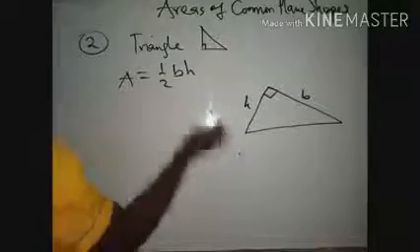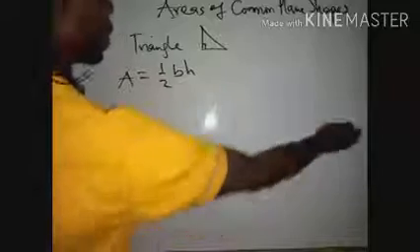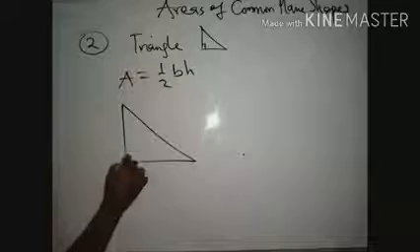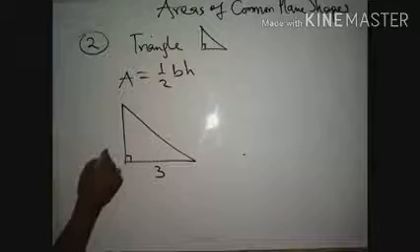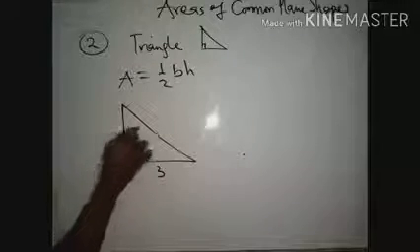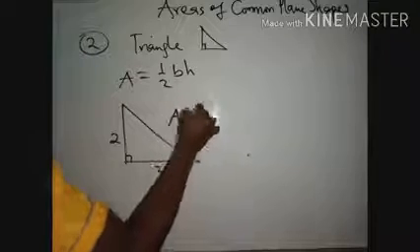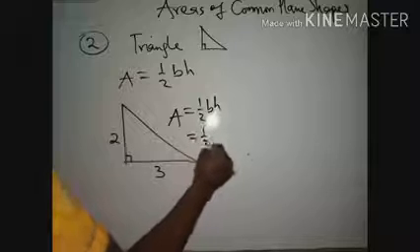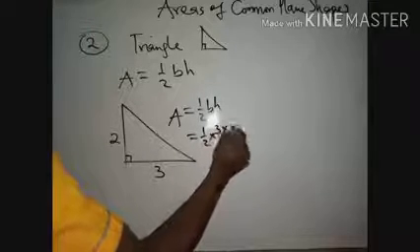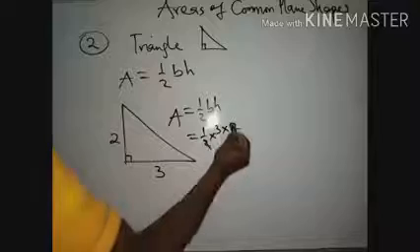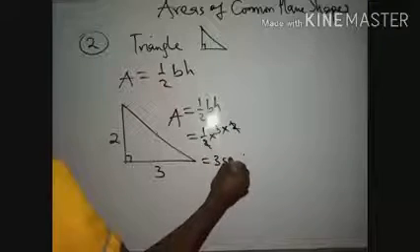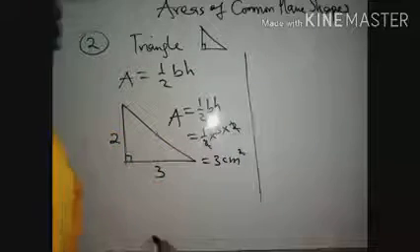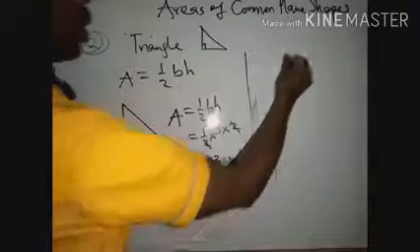Now, sometimes they will draw the diagram in this format. Let me show you. They draw a diagram like this, and you have something like 3 here. Say you have 2 here. Say find the area. Area equals half base times height, where the base is 3 and the height is 2. So when I cut, I will have 3 centimeters square. That is one type.